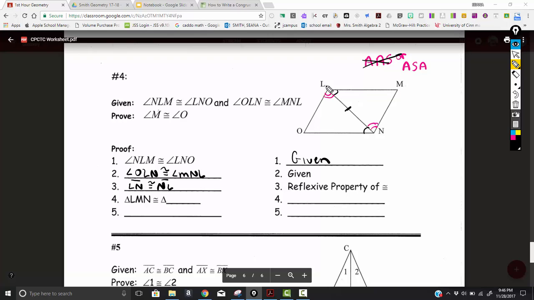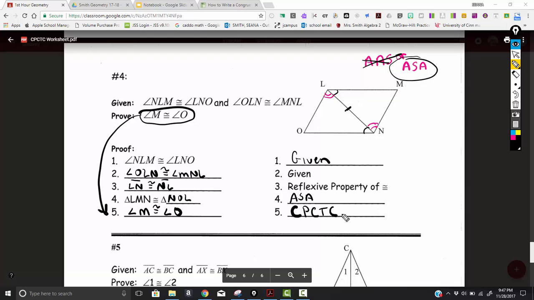Then you have triangle LMN. We've got to finish out the triangle congruency. So LMN is the first triangle. So therefore this one has to be NOL. And that's based off, we wrote it right here, angle, side, angle. My proof statement comes from right here, which is my last statement. So I'm going to copy that into here. Angle M is now congruent to angle O based off our new 5-letter favorite word, CPCTC.